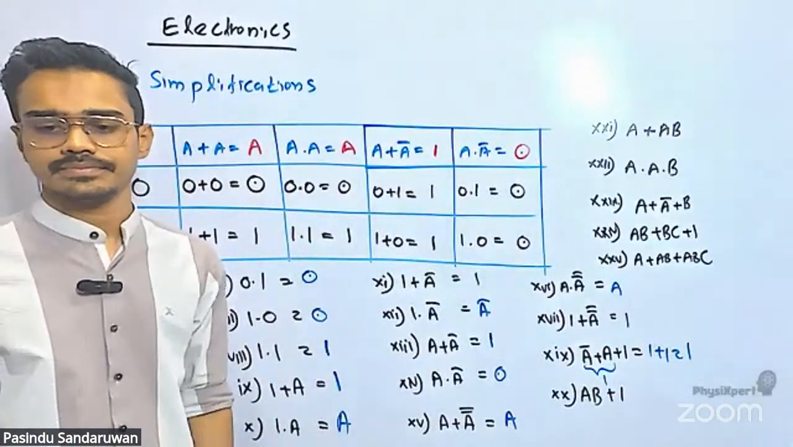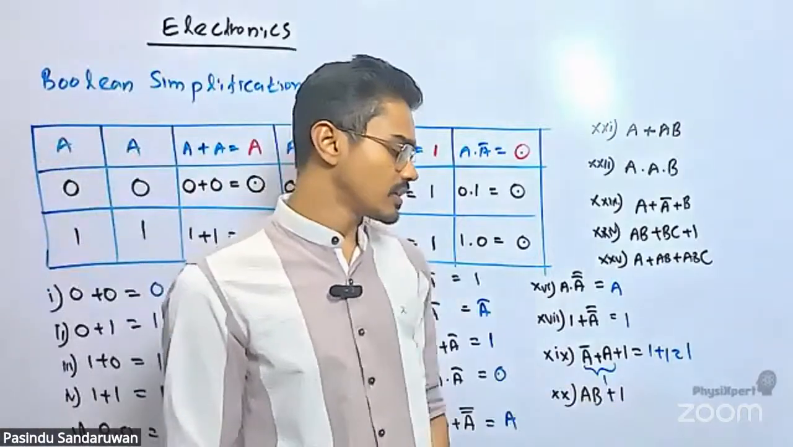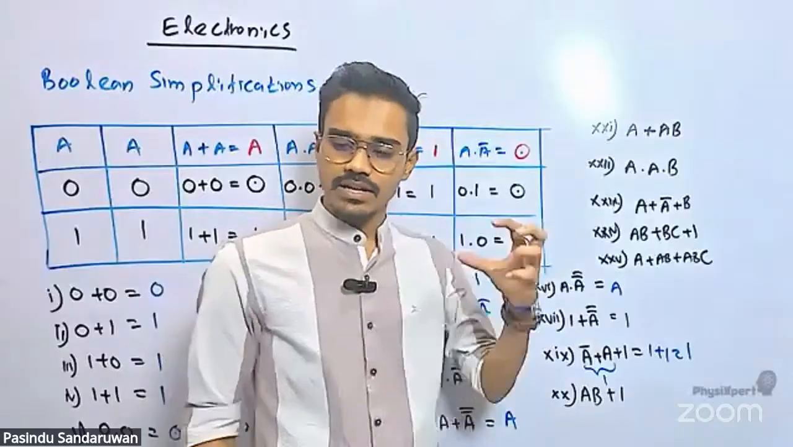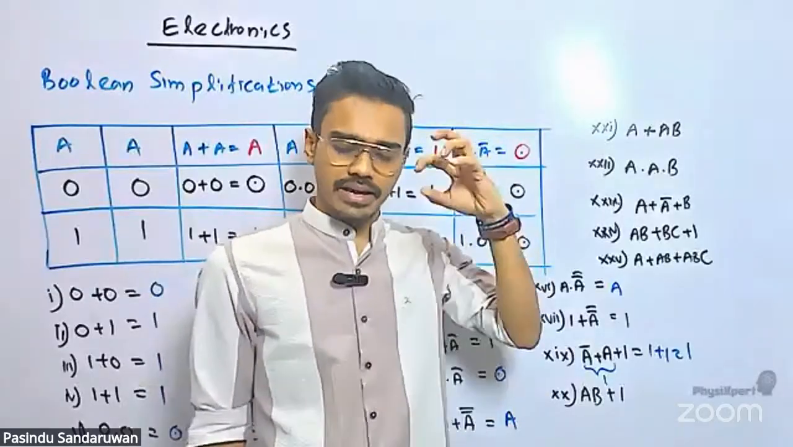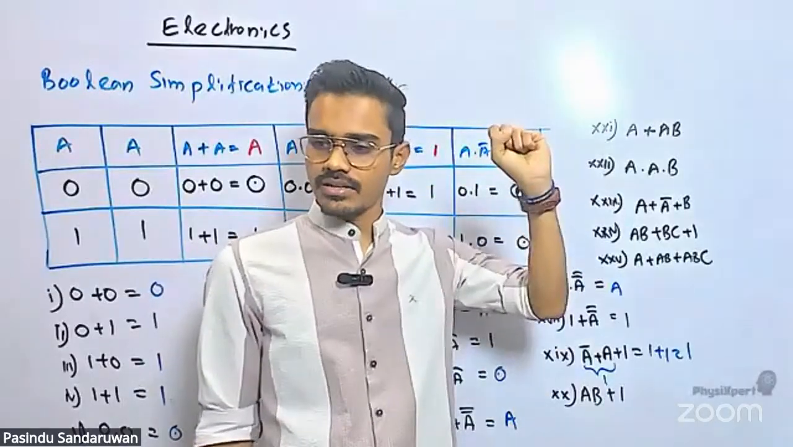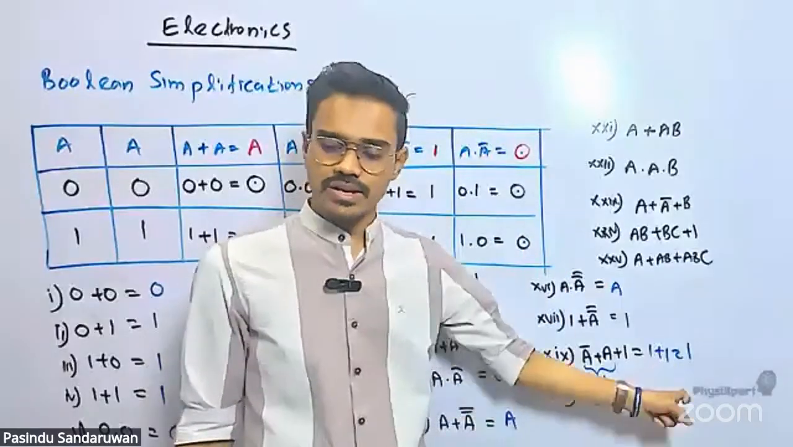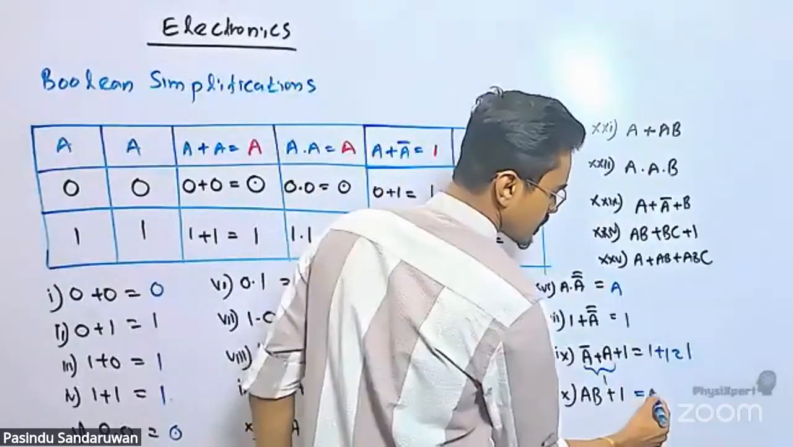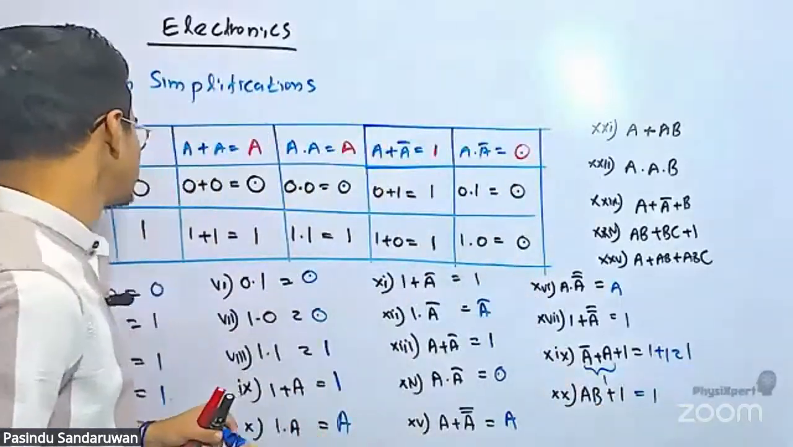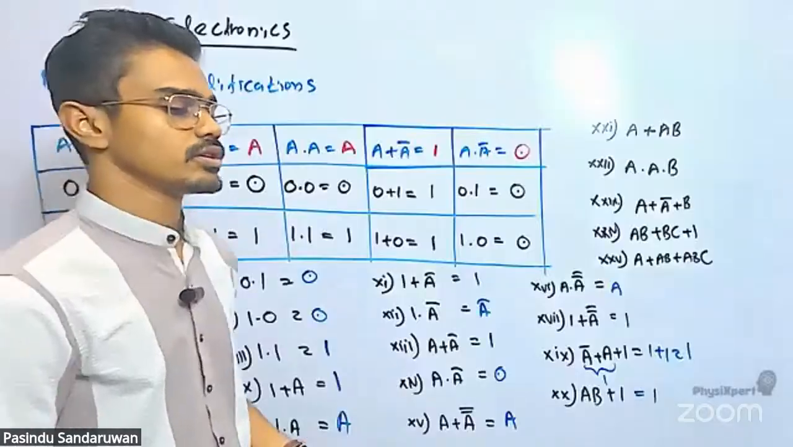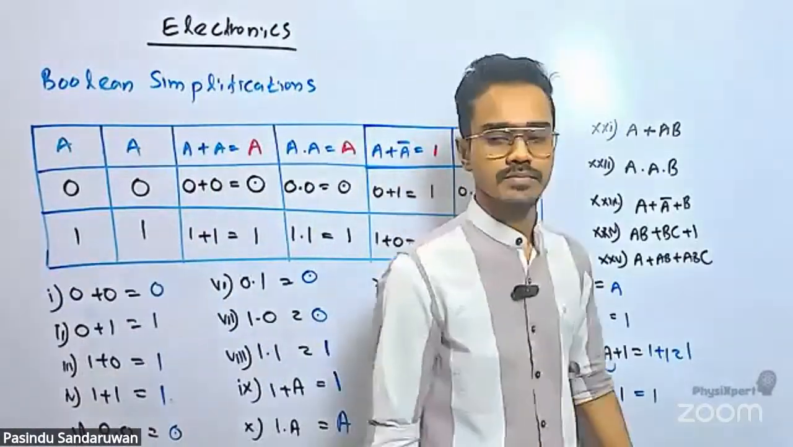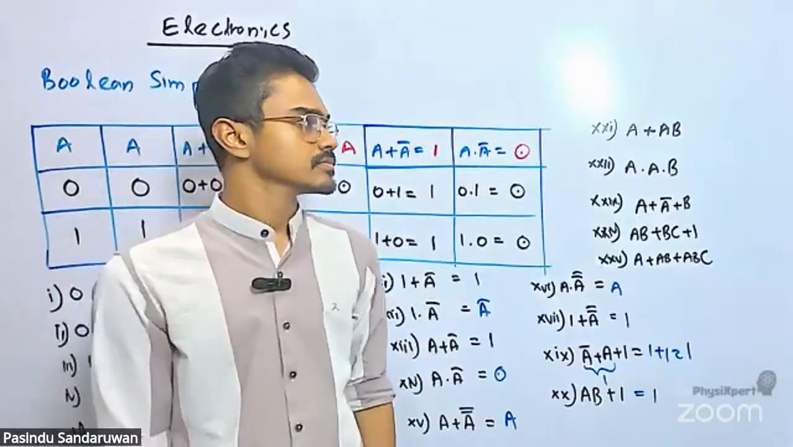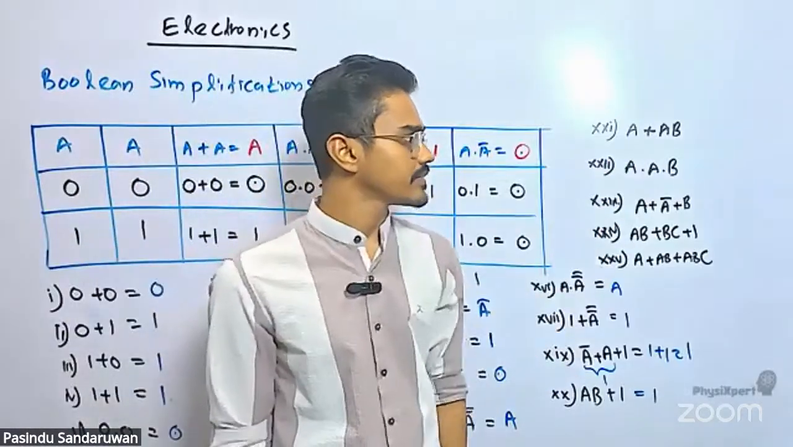Then AB plus 1. Again AB is an expression. As a whole expression, AB is finally going to have either 0 or 1. Then 0 plus 1 is 1, 1 plus 1 is also 1, so AB plus 1 is always going to be 1. Try the last 5 also.